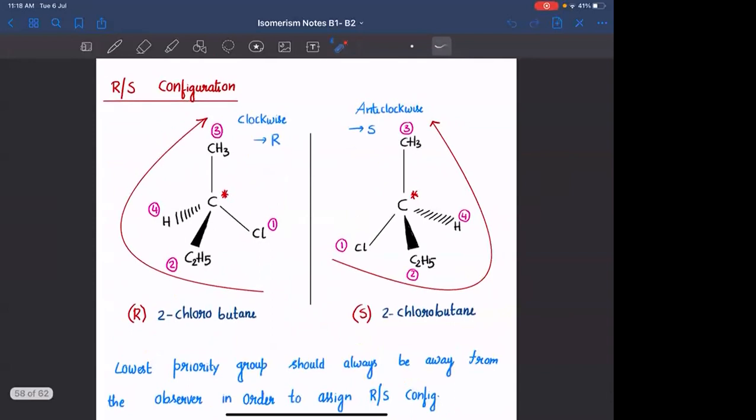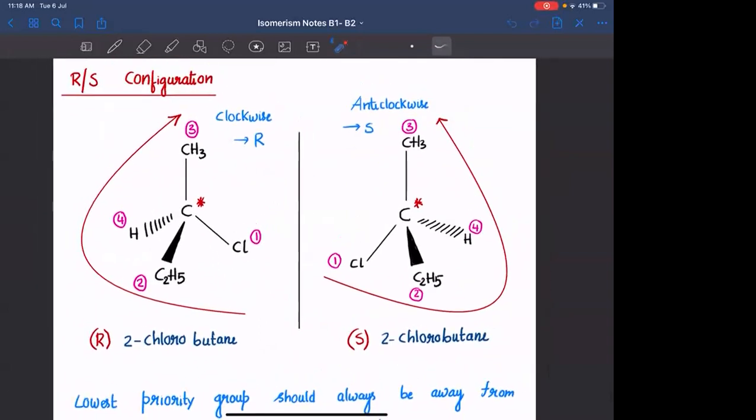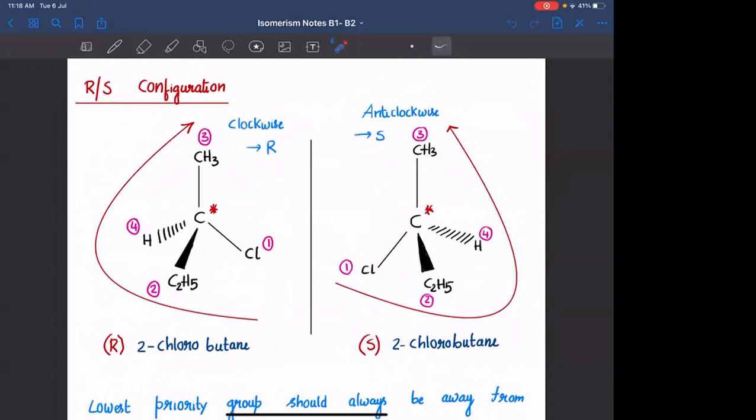Then we have seen RS configuration. RS configuration will be assigned if and only if the lowest priority group is viewed away from you. If the lowest priority group is not viewed away from you, then you need to interchange. Whenever you interchange 2 groups which are present on the same carbon, according to the definition of isomers, you will get an isomer of it. So do two interchanges. इन 2 को भी interchange करो और बाकी 2 को भी interchange करो. If you do an even number of interchanges, then you will retain the configuration. If you do an odd number of interchanges, then you will have an inversion of configuration.